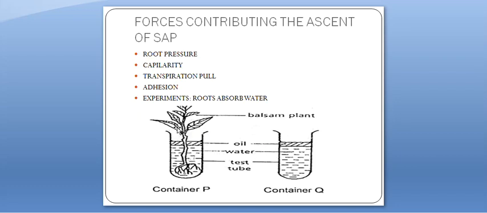Now what are the forces contributing to the ascent of sap? There are four forces: root pressure, capillarity, transpiration pull and adhesion. Now what is root pressure? It builds a sufficient force to push the sap in the xylem vessel up to a certain height. Capillarity is due to the narrow diameter of the xylem vessel, which causes the water from the lower level to rise and fill up the vacuum.